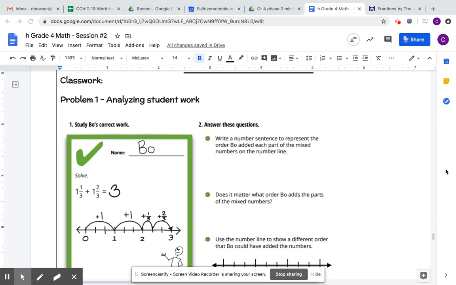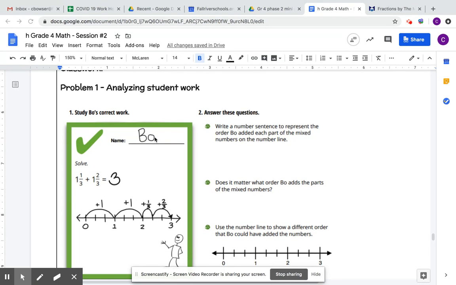This is problem 1, analyzing student work for April 28th, Tuesday, grade 4. So analyzing student work, we're going to look at the student work. It says our student's name is Bo, and it says solve 1 and 1/3 plus 1 and 2/3. And the student said that equals 3. So to analyze work, first let's solve it ourselves.